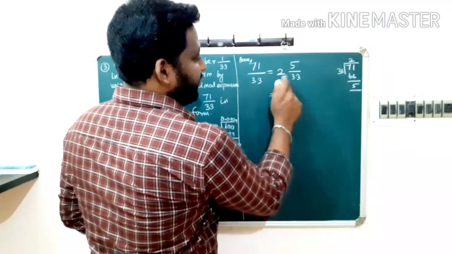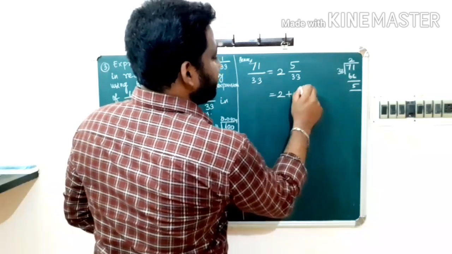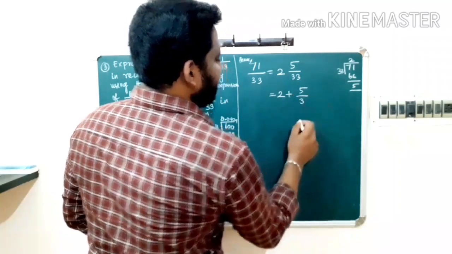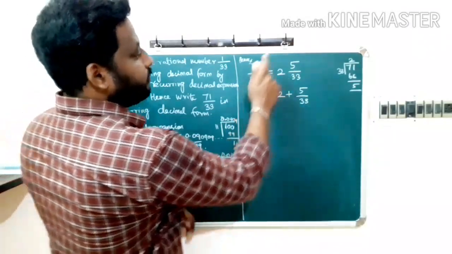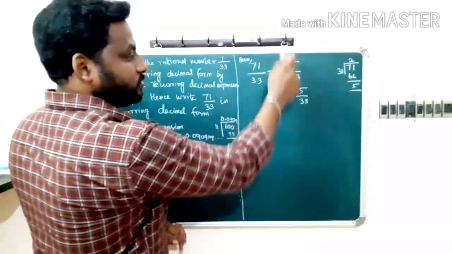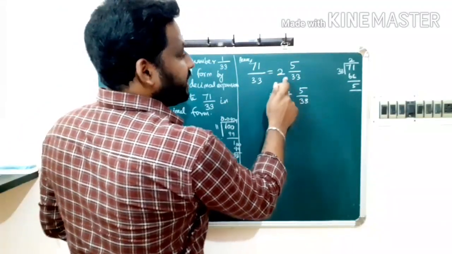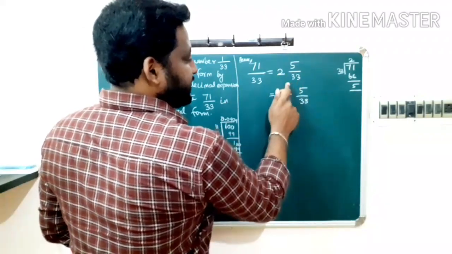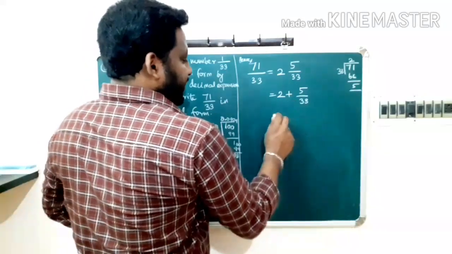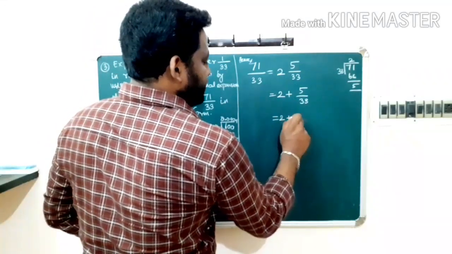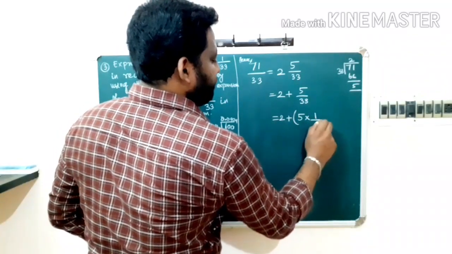This 2 5 by 33 should be written as 2 plus 5 by 33. So the improper fraction 71 by 33 is written as the mixed fraction 2 5 by 33, and that mixed fraction should be written as 2 plus 5 by 33. This 5 by 33 should be written as 5 into 1 by 33.